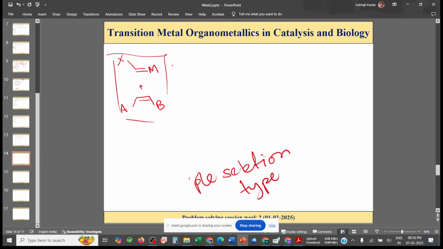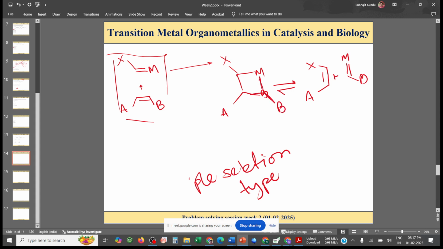So for the first one, it will give X, M, A, B, M. Now this will dissociate faster to give X, A plus metal, B.